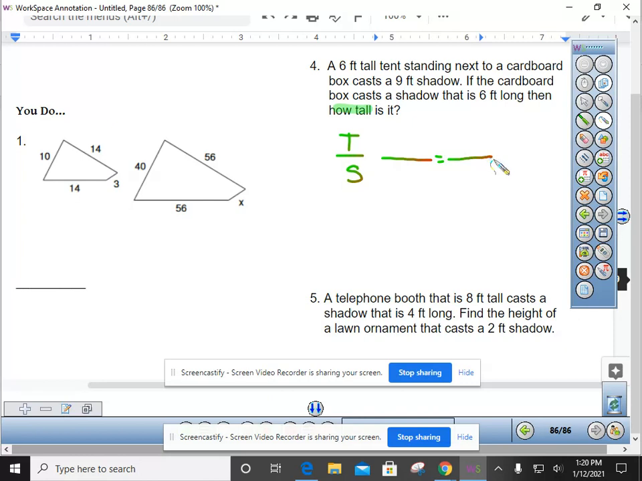Now what do we know? We have a 6-foot tall tent, right? Cast a 9-foot shadow. This says the cardboard box casts a shadow that is 6 feet long. Where does the other 6 go? On the bottom because that's the shadow. Everybody with me on what I did there? I think you guys got this. It's pretty self-explanatory. Most of them are pretty simple.